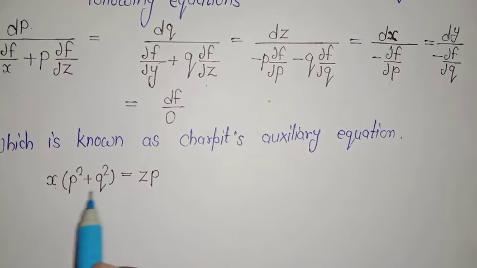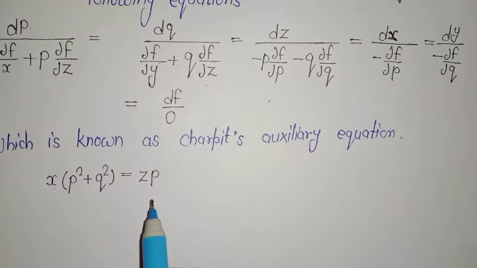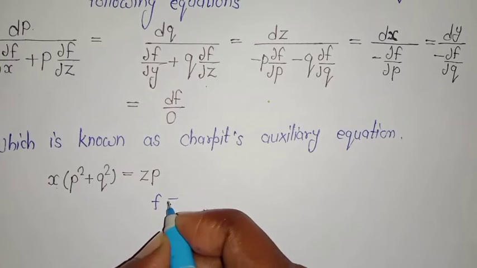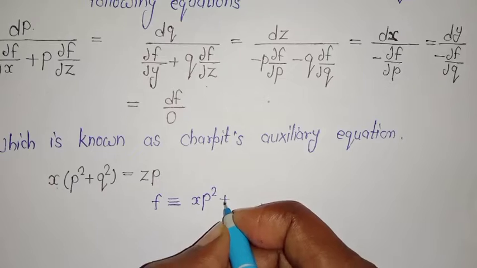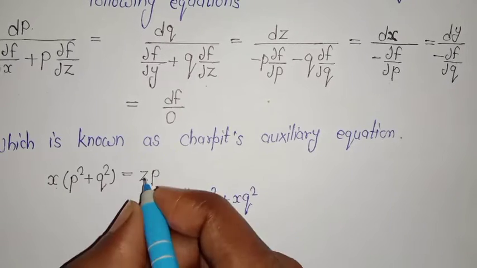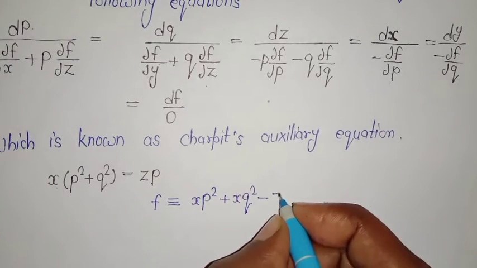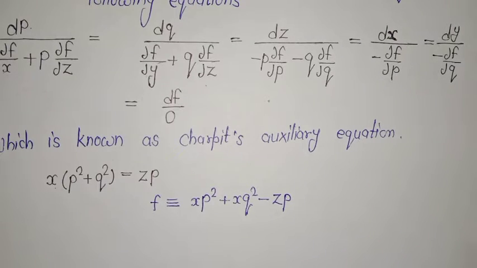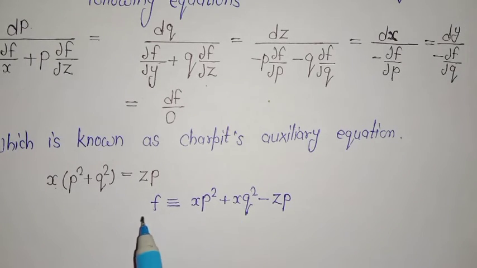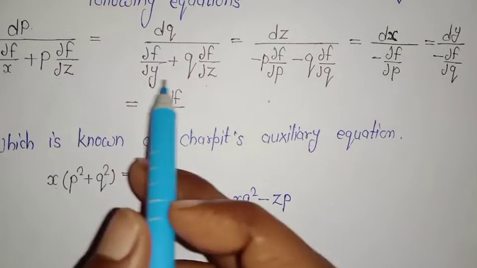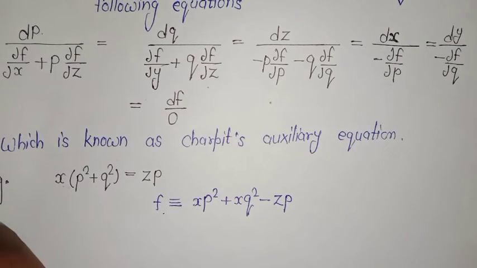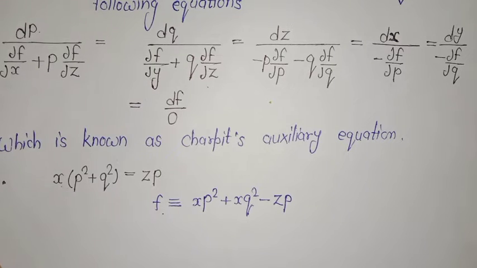Firstly we write the given non-linear PDE as a new function, that is f. So we can write f is equivalent to xp square plus xq square, and we are taking this term on this side, so this becomes minus zp. Now this is our new function. We differentiate it partially with respect to x, y, p, q and z. Then we put the results into the given Charpit's equation so that we can find the complete integral.